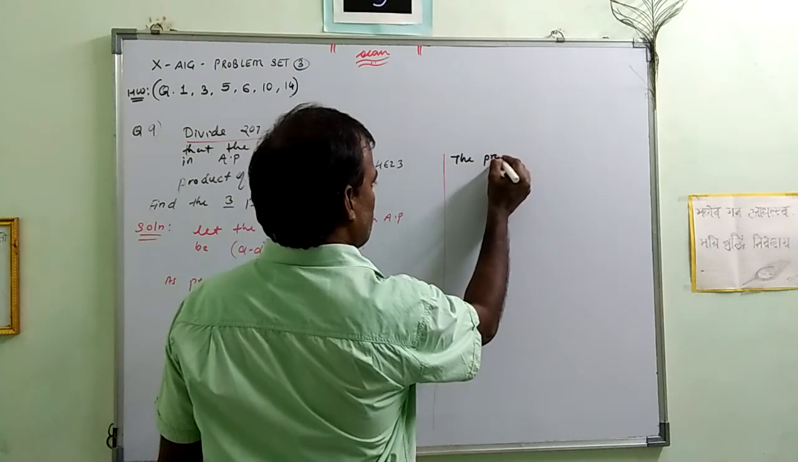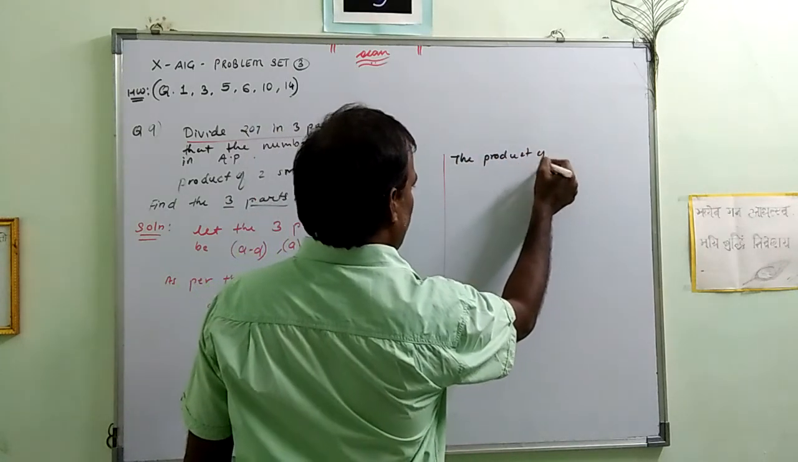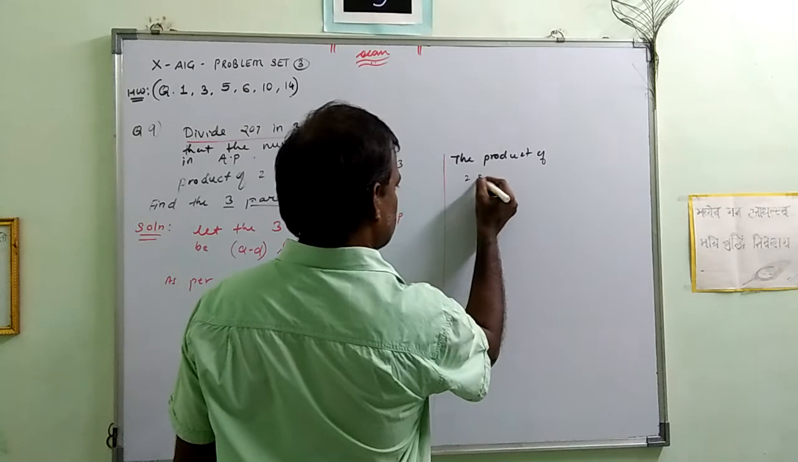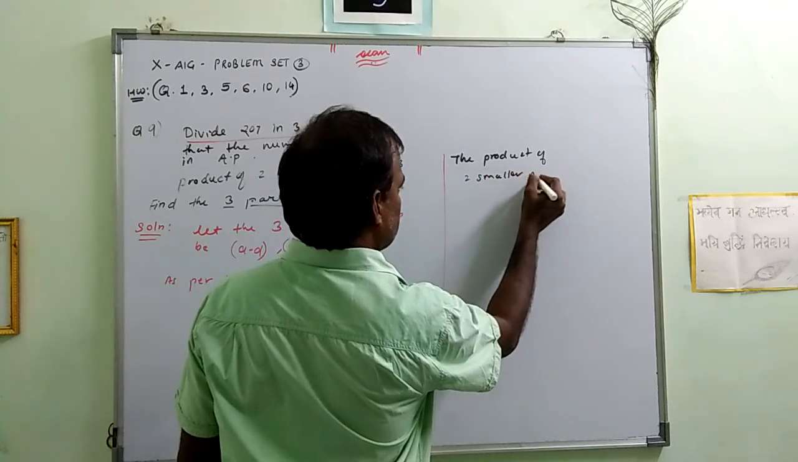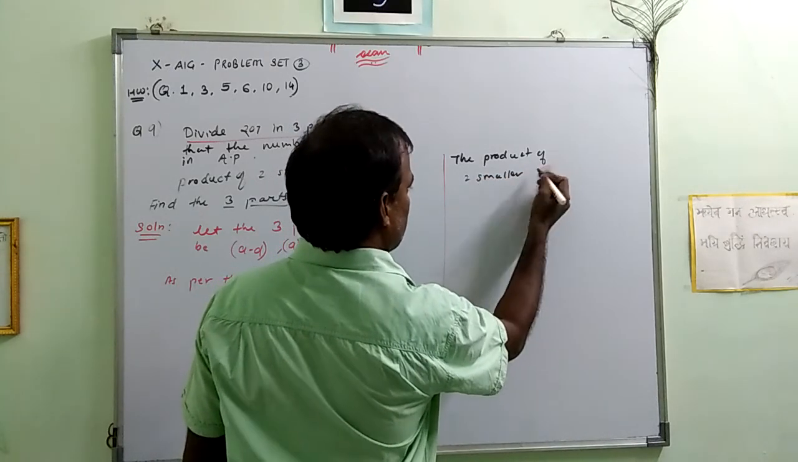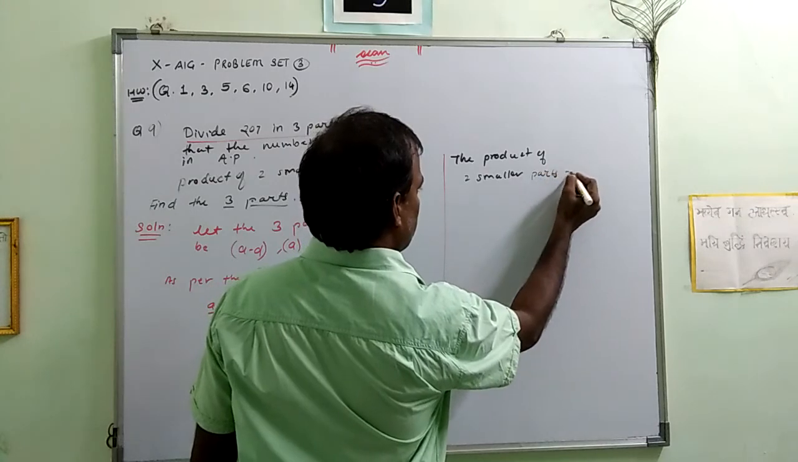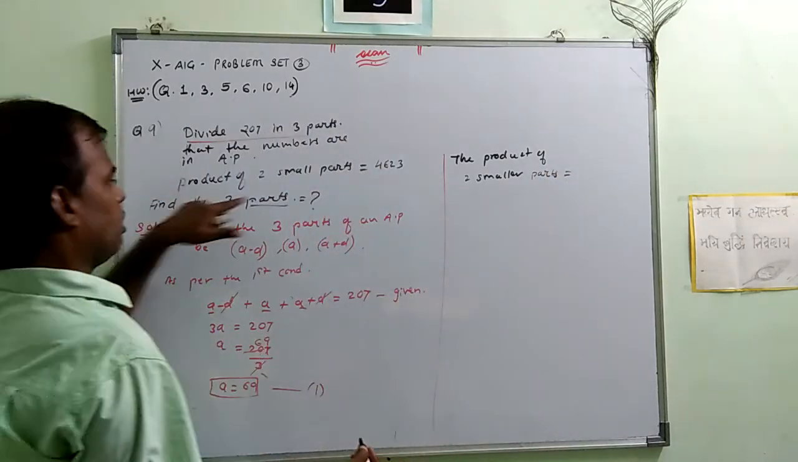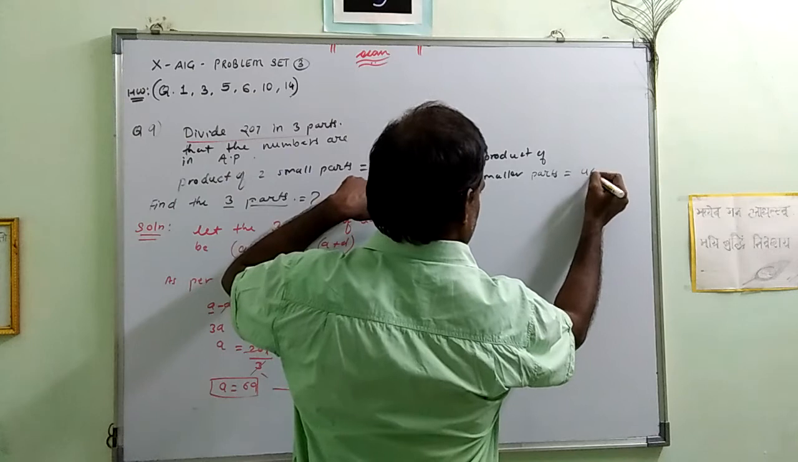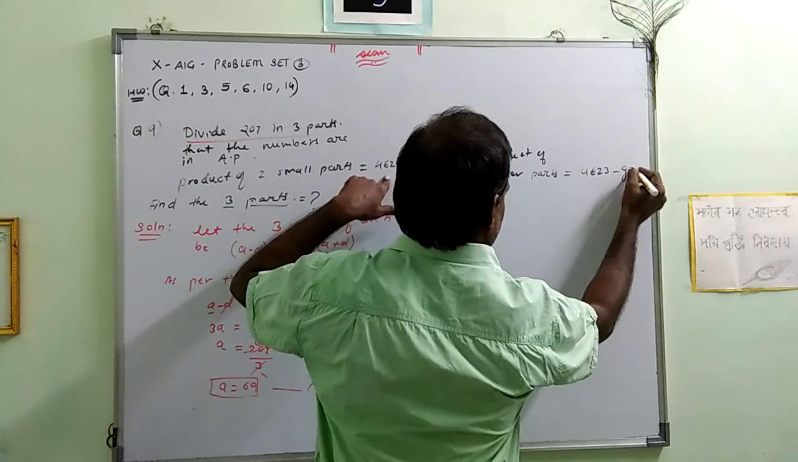The product of two smaller numbers, smaller parts, equals to 4623. It's given.